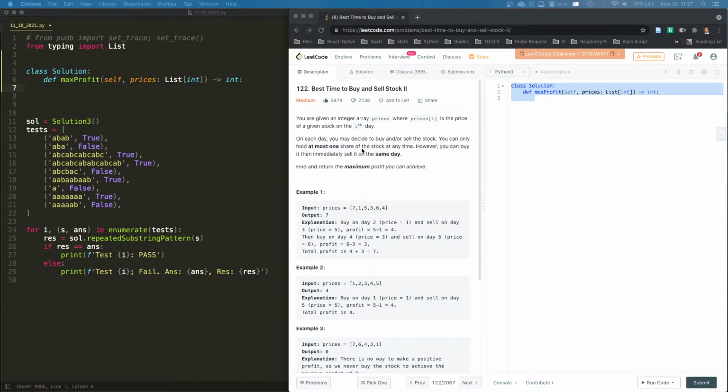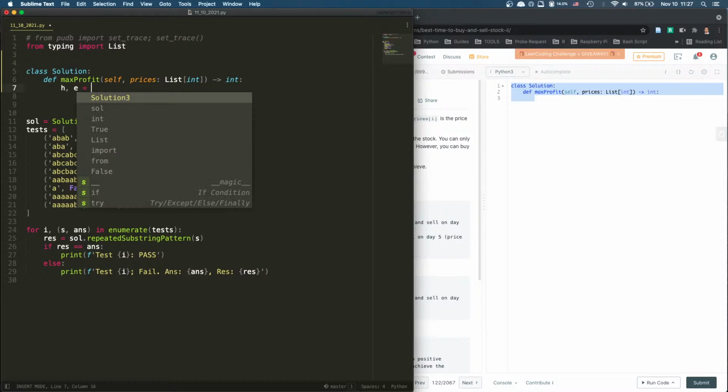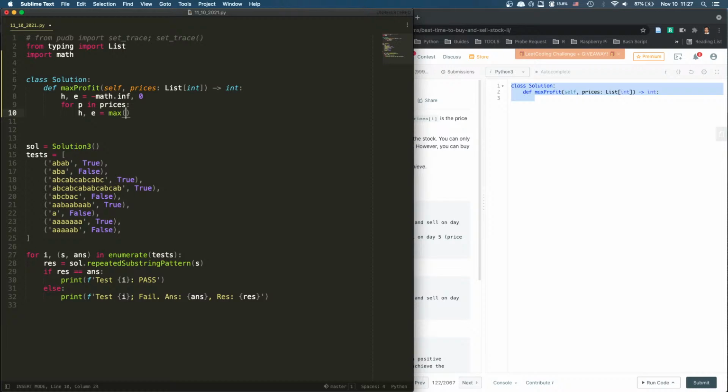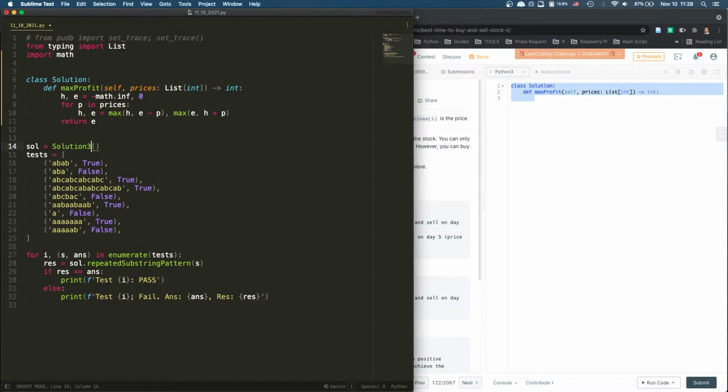So we have a holding state and an empty state. The way I like to do it is we're going to do math.inf for the holding state. Empty state will be 0, right? And then for P, for prices, holding state will be the maximum of either holding state, so with no action, or the empty state buying, so minus P. The empty state could be max of empty state, no action, or holding state plus P. And we're going to return empty state. Yeah, I think that's the one.